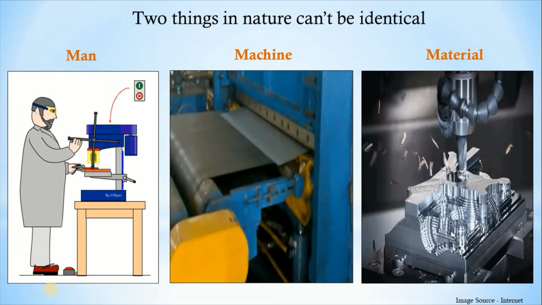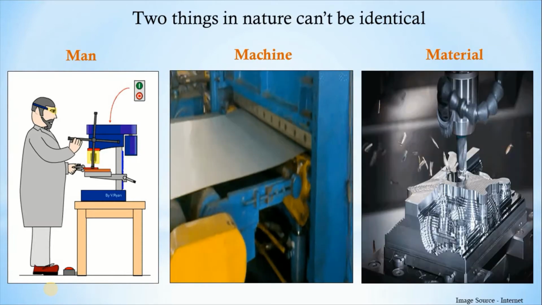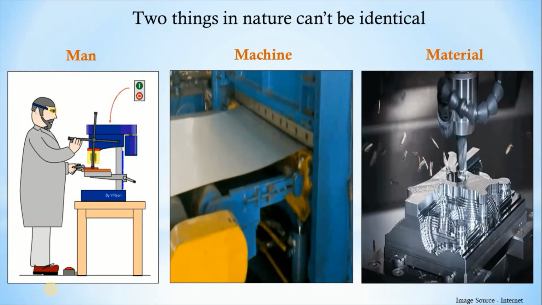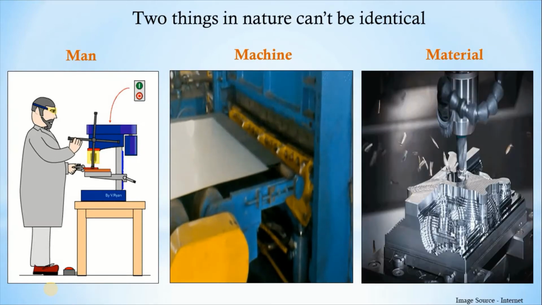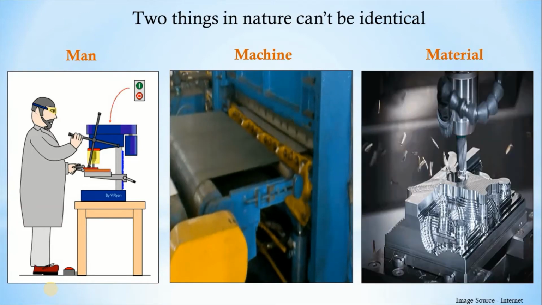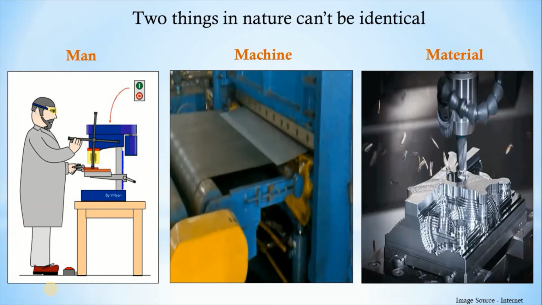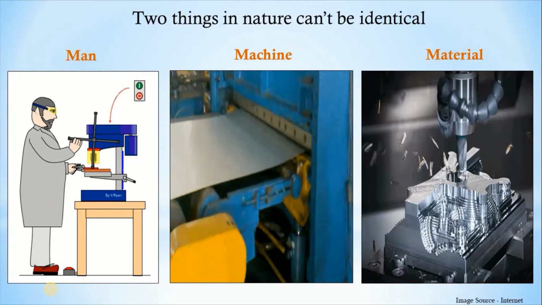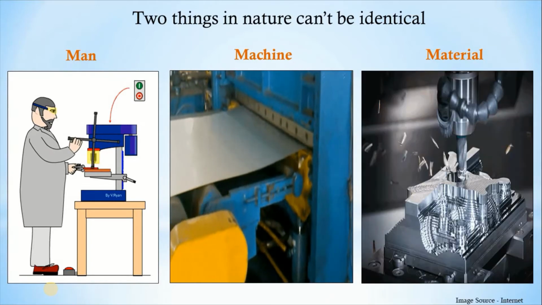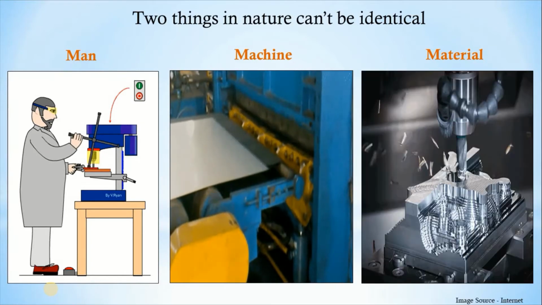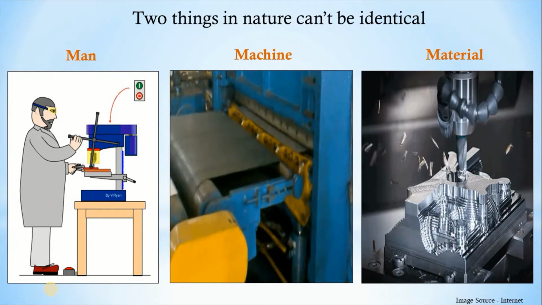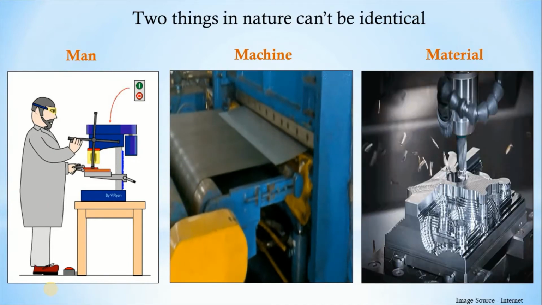So man, machine and material are responsible for the product which we manufacture. Now we are going to see that, based on the tolerance provided, we get the limits for the hole and shaft. Based on those limits we get different deviations. What are they? That we are going to see.